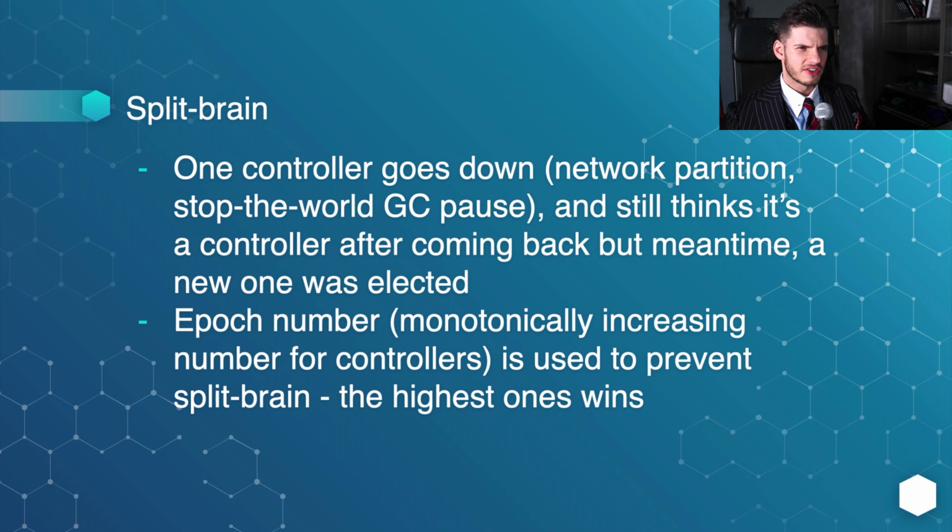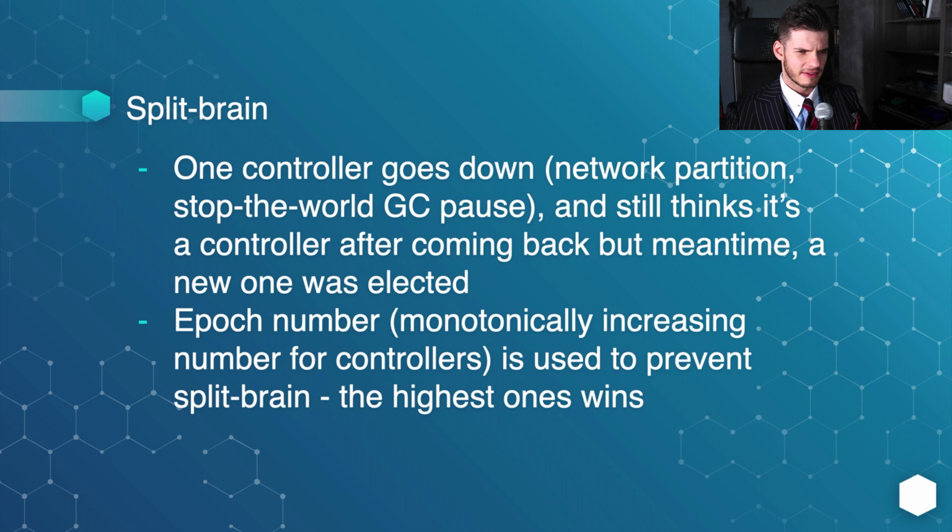In distributed systems, a split brain is something that happens every now and then. So imagine that one controller goes down, and it doesn't necessarily need to experience hardware failure. It just gets unavailable from the perspective of the system for whatever reason. Maybe there is some network partition, maybe there is a stop the world garbage collection pause. If it takes long enough, a new controller will be elected. However, the old controller will still think that it's a controller and could try to act like one. And this conflict is called a split brain.